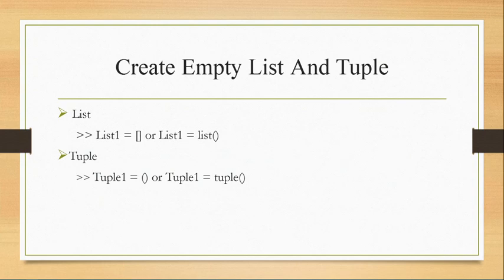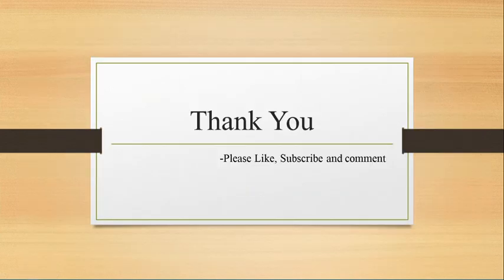Now, how to create an empty list and tuple? To create an empty list or tuple, we have two methods. The first one is to take a variable and assign empty square brackets, or you can take a variable and call the list method. Similarly, empty tuples can be created. This is all about lists and tuples.